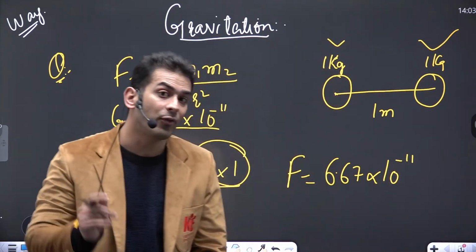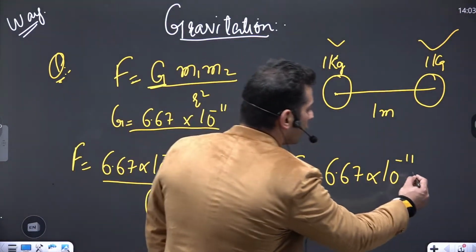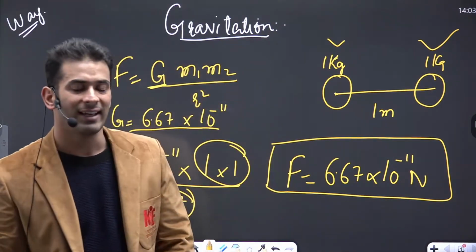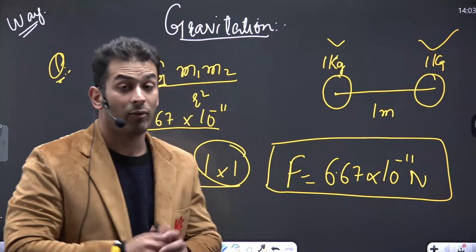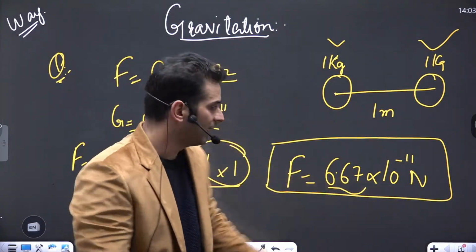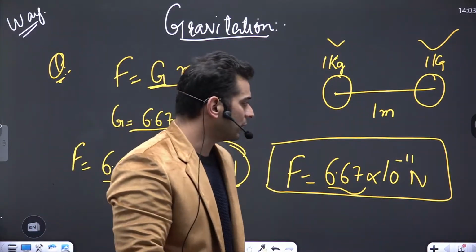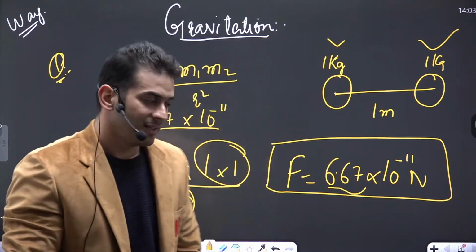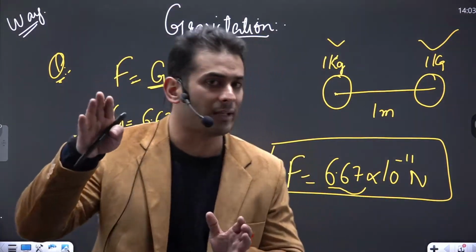What is the unit of force, beta? It's Newton. That means the force will come out to be 6.67 into 10 raised to power minus 11 Newton. As you can check, beta, this force is very, very less. Why is this force less? Because the term has a power of minus 11. That means it is equal to 0.00000000000667, a very small value, much less than 1.